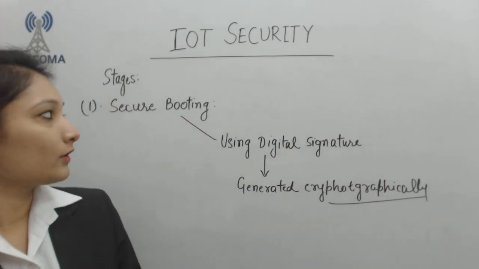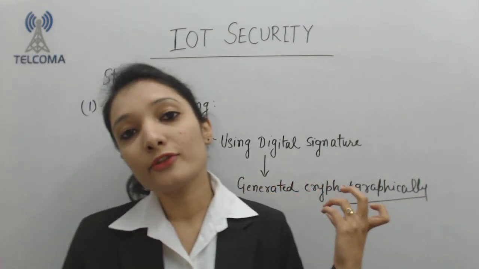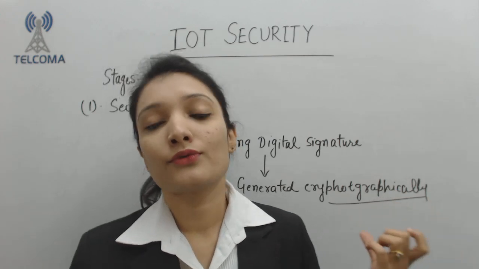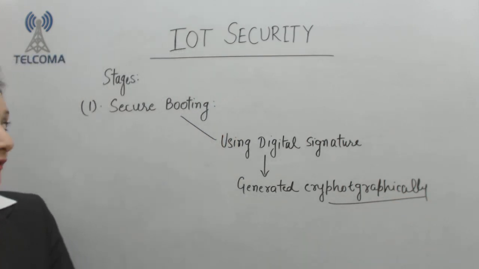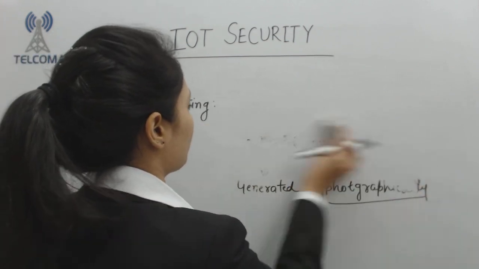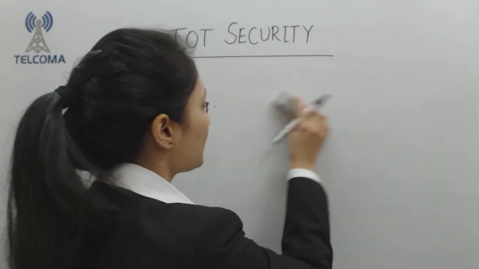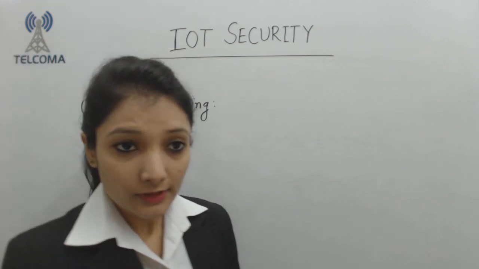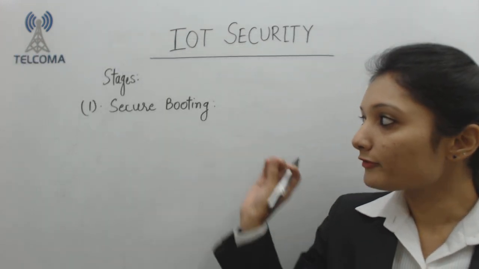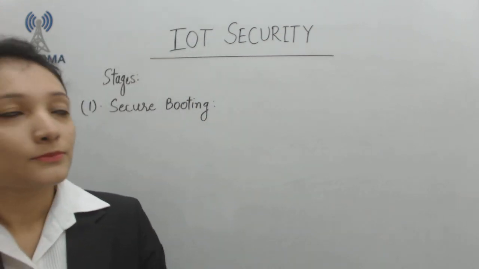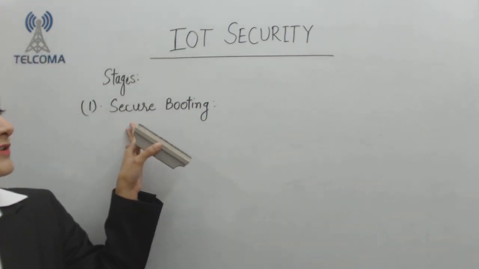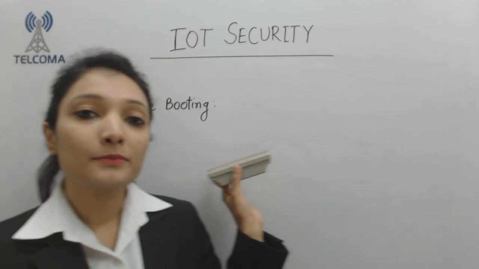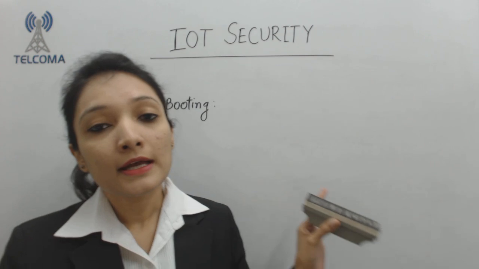So this is the first stage in which we are performing the secure booting. That is, we have to authenticate and verify the software which will be running on my device. Now, because I will be using different kinds of smart devices like certain wearable devices, I will have to authenticate that whatever small software I'm using is verified software. So security measures like secure booting can prevent certain malicious activities on your system.